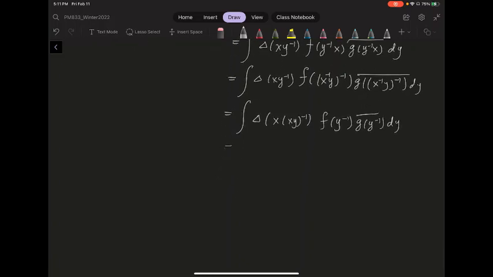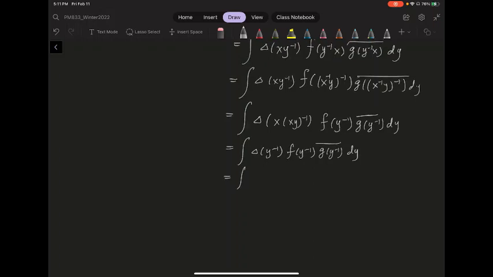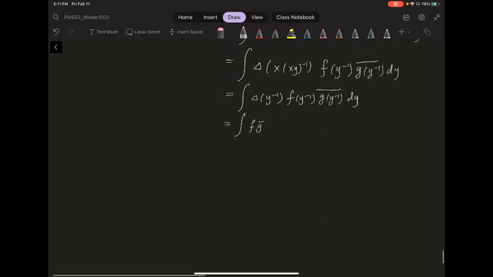The good thing about the modular function is that it's a homomorphism, so it doesn't really matter which way we put the x inverse. So you end up with Δ(y⁻¹), and you have f of y inverse, and g of y inverse conjugate dy. Now you put the inverse back, so this is the integral of f g bar. So basically we showed that this π̃_R also preserves the inner product, so it is going to be a unitary representation as well.